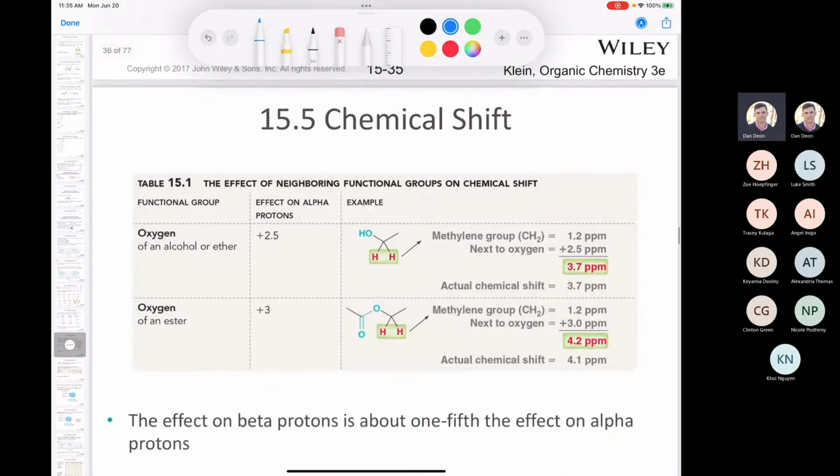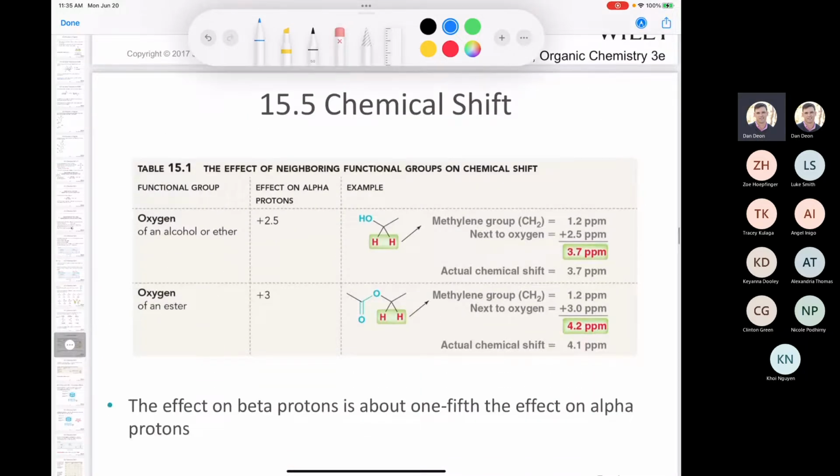All right, so how is the proximity to functional groups going to affect the chemical shifts of protons? Well, let's take a look. The first thing is, and again, this is another table you're going to want to memorize. So we'll put here table 15.1, memorize, and it's not very long. I'll show you how to use this table.